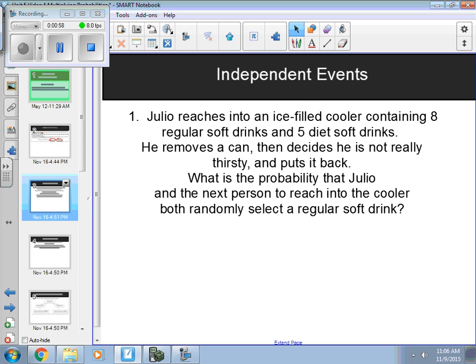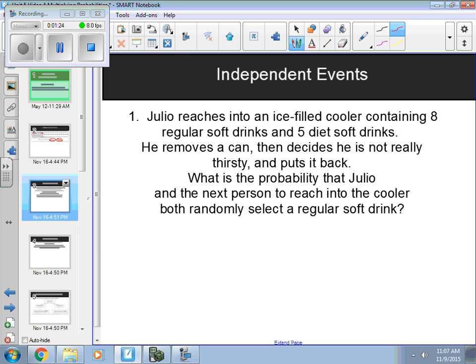So let's look at an example. Number one here says Julio reaches into an ice-filled cooler containing 8 regular soft drinks and 5 diet soft drinks. He removes a can, then decides he's not really thirsty and puts it back. What's the probability that Julio and the next person to reach in the cooler both randomly select a regular soft drink? Well, from what we talked about with probability before, you're looking for what makes this successful.